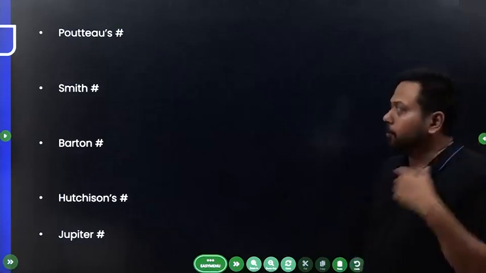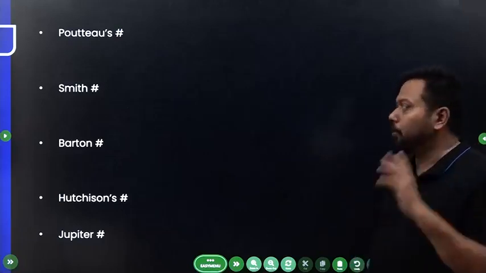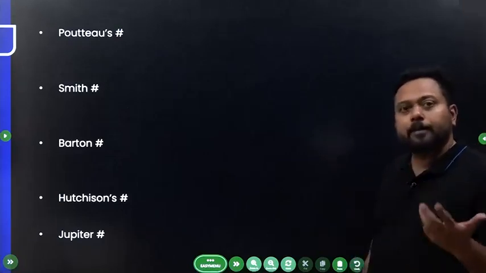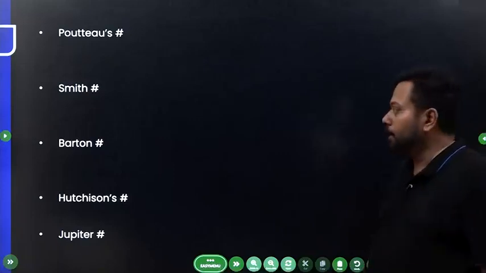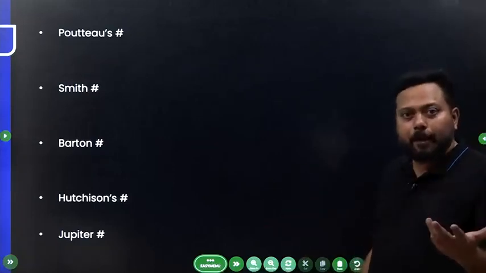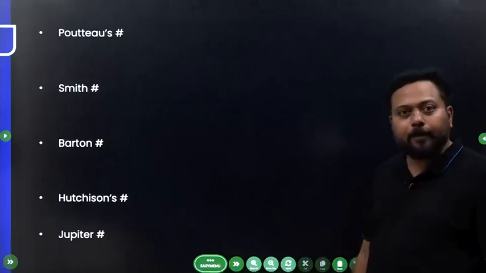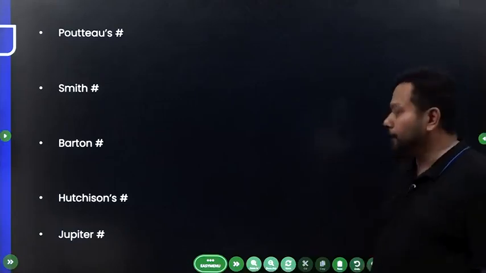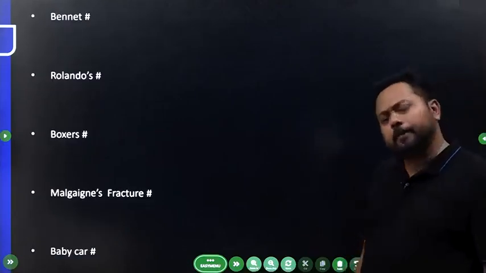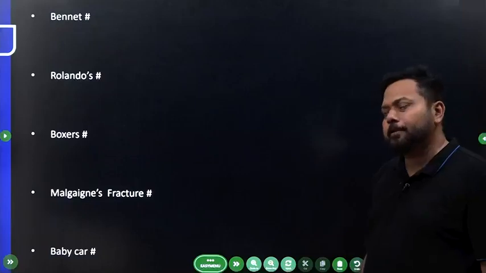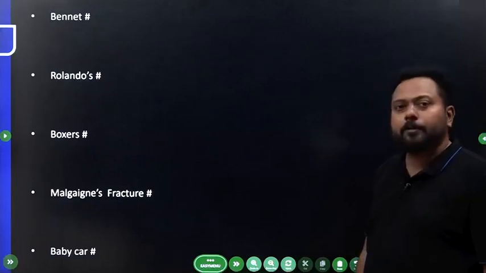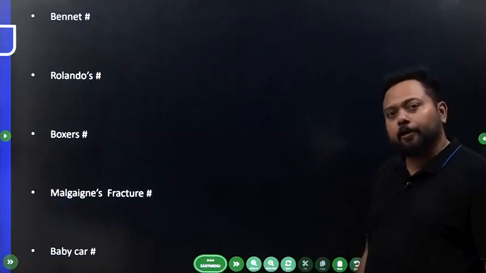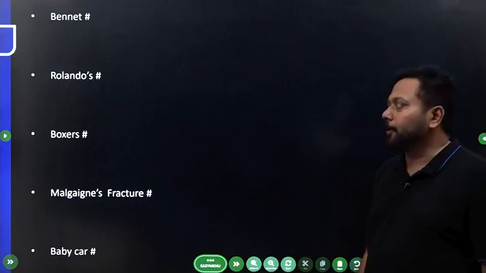Pott's fracture is nothing but Colles fracture. Smith fracture is reverse Colles. Barton's fracture is a distal radial fracture which is intra-articular. Hutchinson's fracture is nothing but radial head fracture. Jupiter fracture is a fracture of the lateral epicondyle in a child. Bennett fracture is an oblique, intra-articular fracture at the base of the first metacarpal. Rolando is a comminuted intra-articular fracture at the base of the first metacarpal.